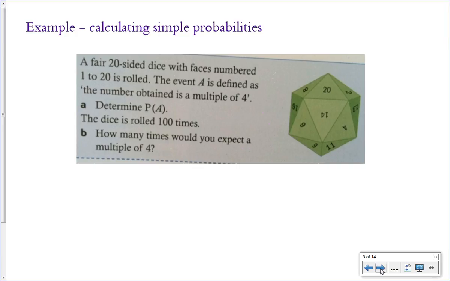And then it says the dice is rolled 100 times. How many times would you expect to get a multiple of 4? So this is thinking about probability as a long-term trend. So if I was to roll the dice 100 times, about 1/4 of the time I'm going to get something in event A, and 1/4 of 100 is 25 times. You could just do 1/4 times 100 to get that.